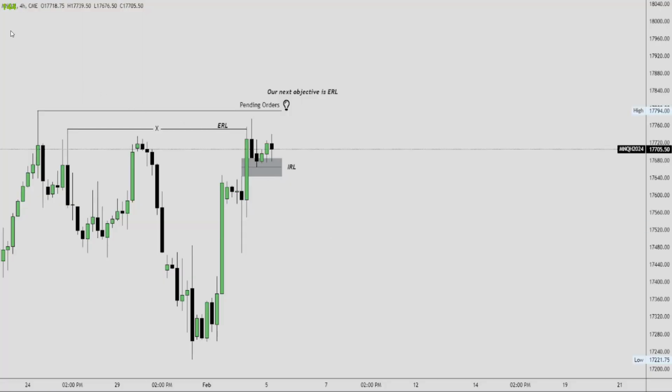And now we are on the 4-hour. Our next objective is external range liquidity. As you can see here, we had these pending orders as our external range liquidity right here, pending buy stops. We took out that external range liquidity, then price immediately went down to internal range liquidity, and you can see these 4-hour candles continuously respected it, which hinted at higher price action.